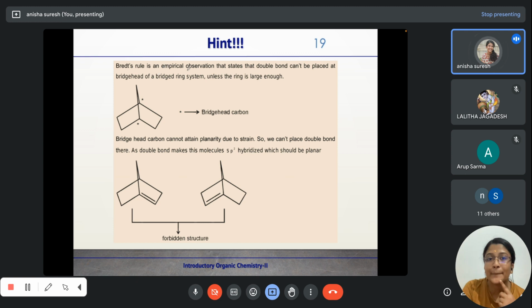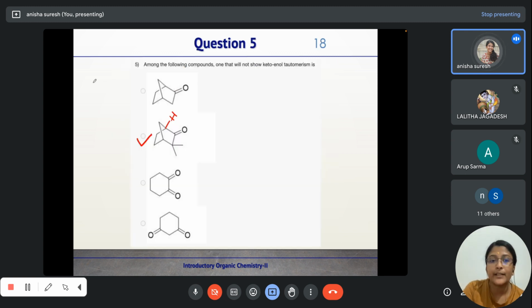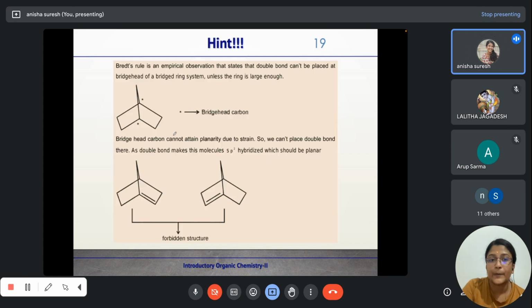So Bredt's rule is an empirical observation that states that a double bond cannot be placed at the bridgehead of a bridged ring system. So in our case, if this proton is abstracted, it will result in formation of a double bond here, right? So this is not favored according to Bredt's rule. Bridgehead carbon cannot attain planarity due to strain, so we can't place the double bond there. As a double bond makes the carbon sp2 hybridized, it should be planar. So here, because of strain, it cannot attain planarity in bridgehead position.